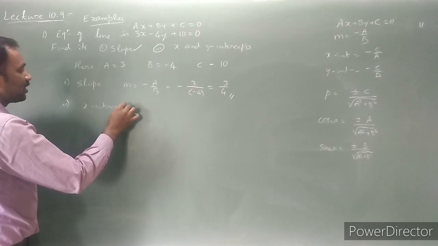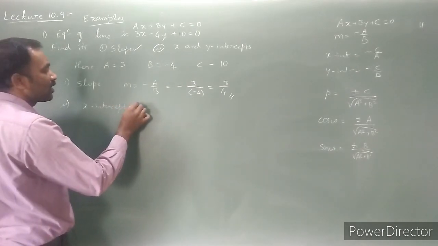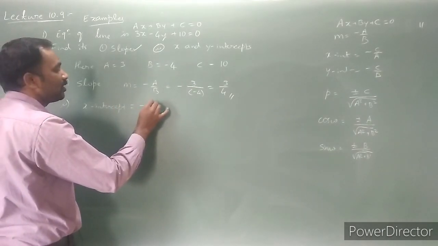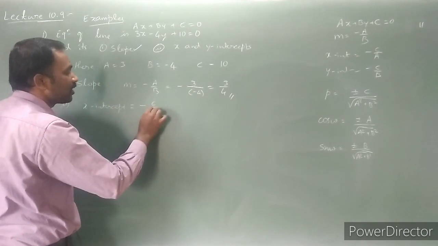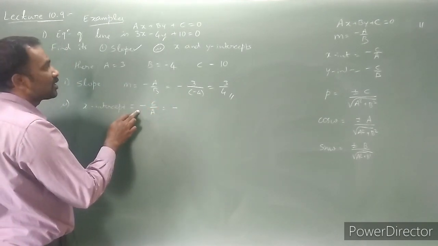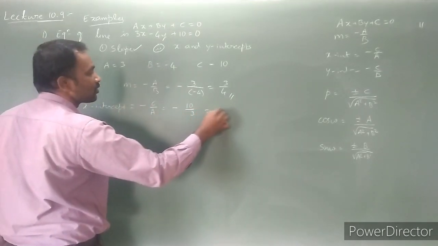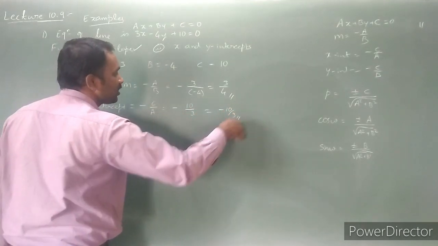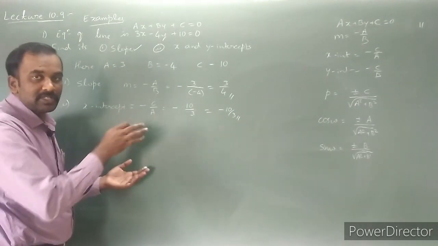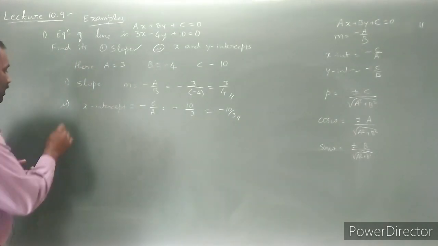First condition is over. For the second condition, the x intercept is required. What is the x intercept? X intercept is equal to minus c divided by a, minus as it is. What is the c value? 10, divided by a value, how much? 3. So the x intercept is minus 10 by 3. On the negative side, it intercepts the value minus 10 by 3.